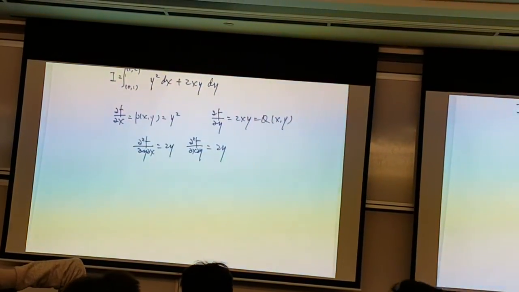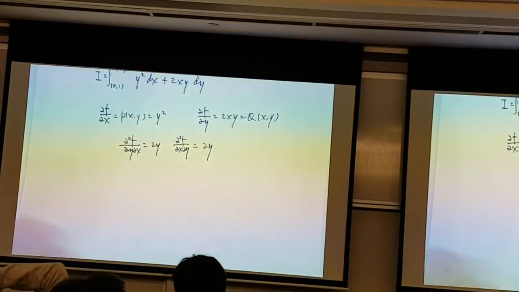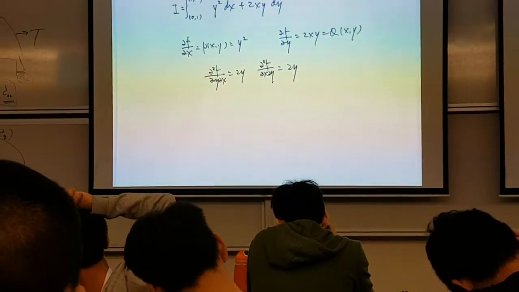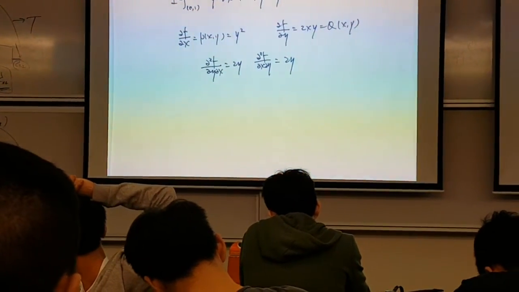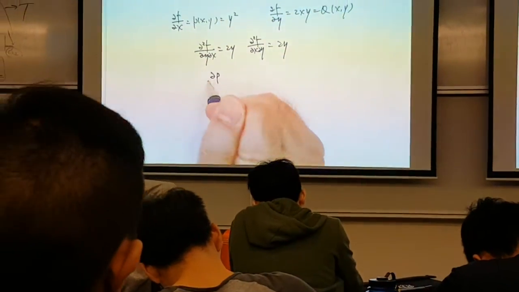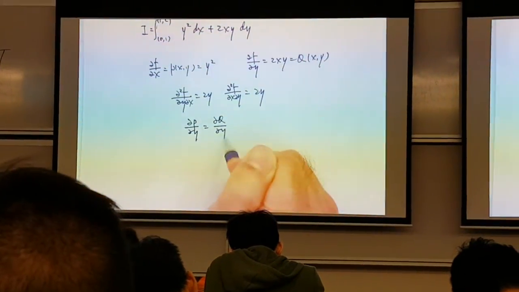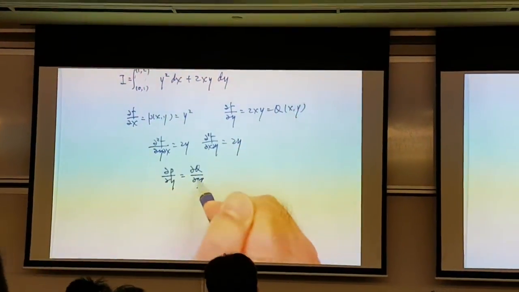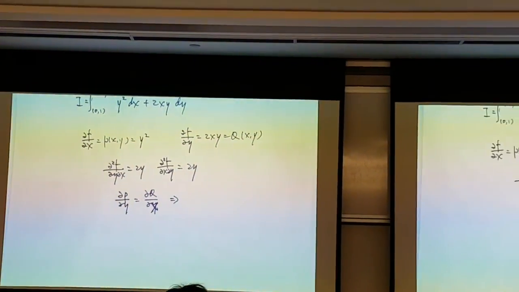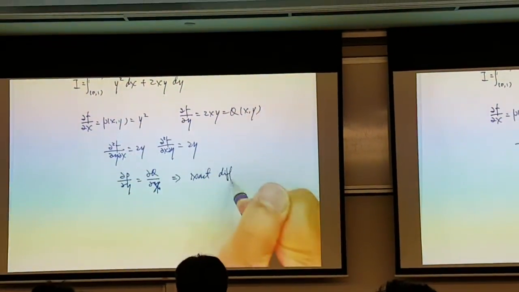Okay, so in this case here, you can actually show that the second differentials of the function are actually equal. That means what we have shown is del p del y is equal to del q del x. Sorry, this is x. So that basically implies that this is an exact differential.